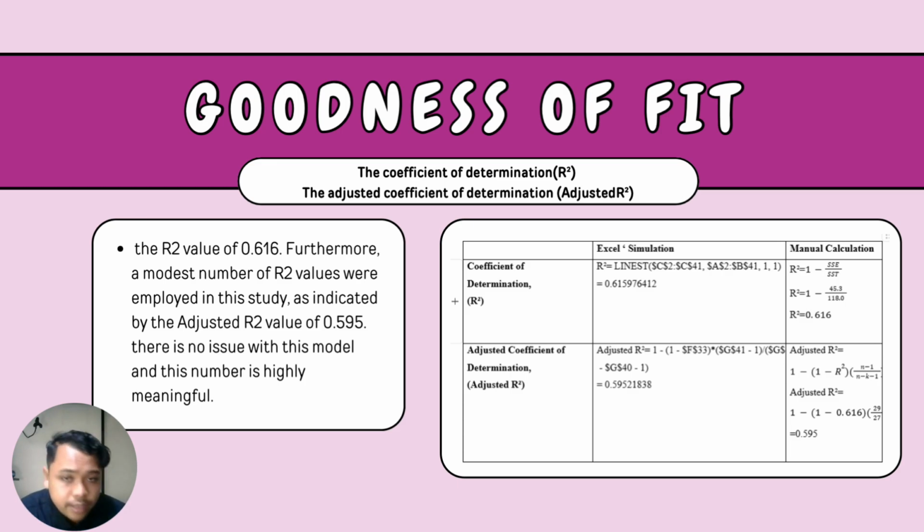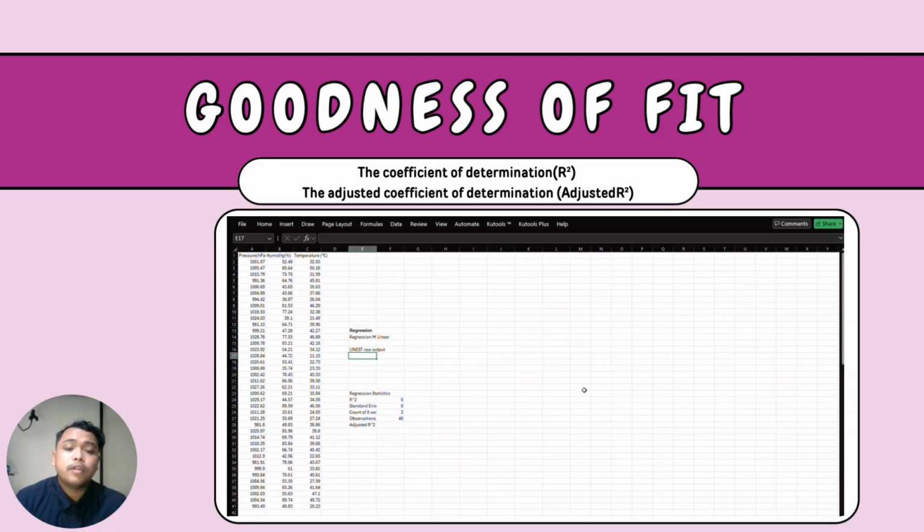So the R square is a value of 0.616, and the adjusted R square value is 0.595, which is modest. This is not an issue for the model, and the numbers are closely aligned for the software R square and adjusted R square.